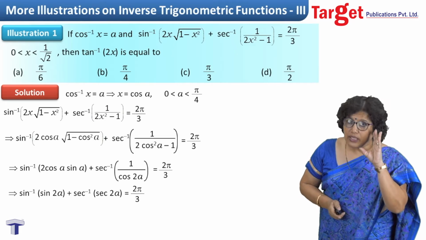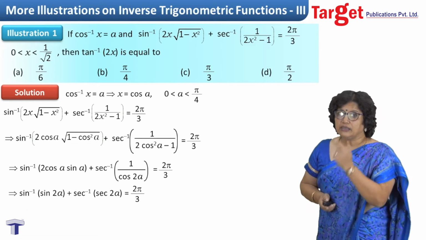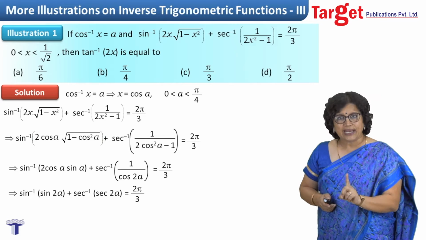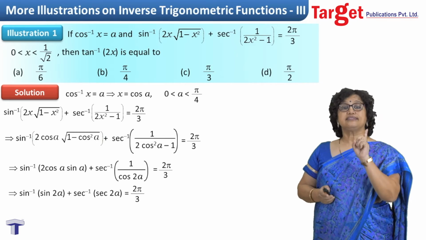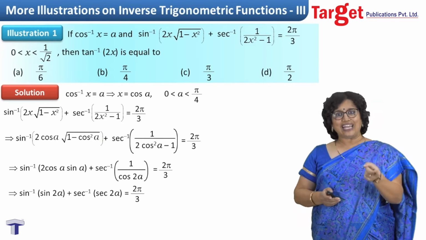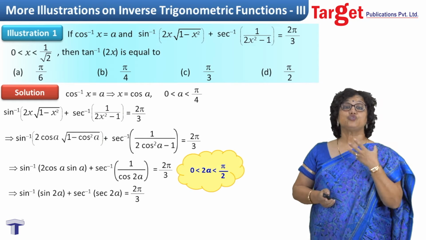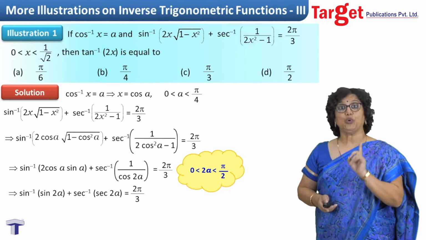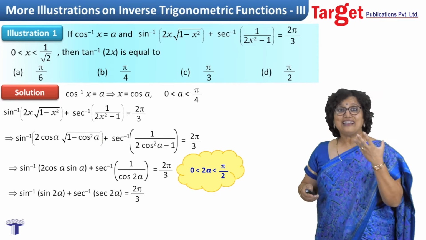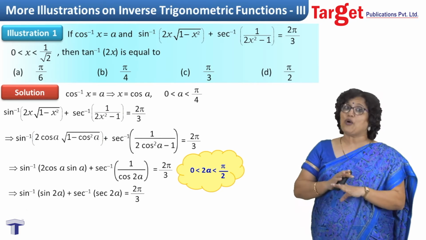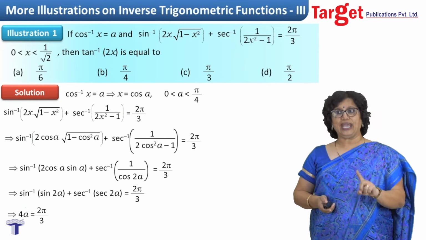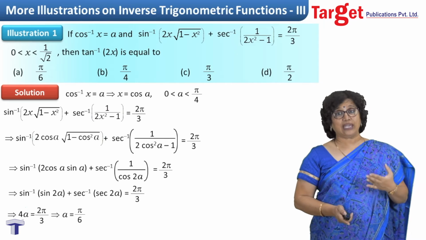Mind you, please, this next step has to be written carefully. Sine inverse of sine 2a can be written as 2a provided 2a lies in the range of sine inverse. Sec inverse of sec 2a can be written as 2a provided 2a lies in the range of sec inverse. So we will have to see where 2a lies. 2a lies between 0 and pi by 2, and hence we are free to write sine inverse of sine 2a equal to 2a. You are fortunate. And sec inverse of sec 2a is nothing but 2a. Without much further working, we have got that the left hand side would be 2a plus 2a, which is 4a. So 4a equal to 2 pi by 3 would lead to a equal to pi by 6.